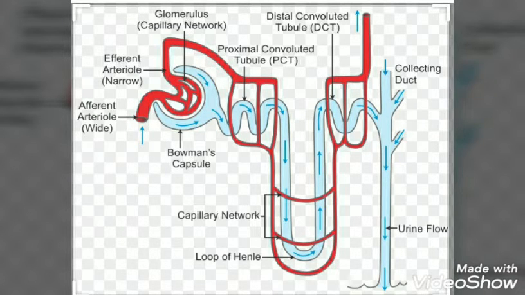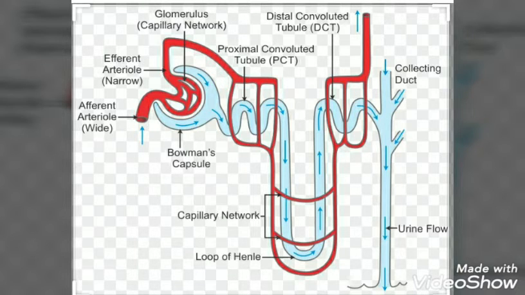After the PCT, you can see there is a loop of Henle. The loop of Henle basically connects the PCT to the DCT. Now what is DCT? It is the distal convoluted tubule. What is the meaning of distal? Away from the Bowman's capsule. Convoluted means coiled and tubule means tube. So distal convoluted tubule means a coiled tube which is away from the Bowman's capsule, and its abbreviation is DCT.